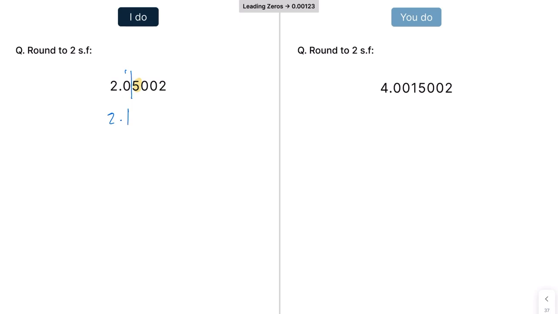So again, round to two significant figures. So here's the first significant figure. Here's the second one. So draw my line there. Now I look at the decider. So the decider is telling me to leave things as it is. So that is going to be 4.0. Again, you do need the 0.0, because if you just wrote 4, that's to one significant figure. But 4.0 is to two significant figures.